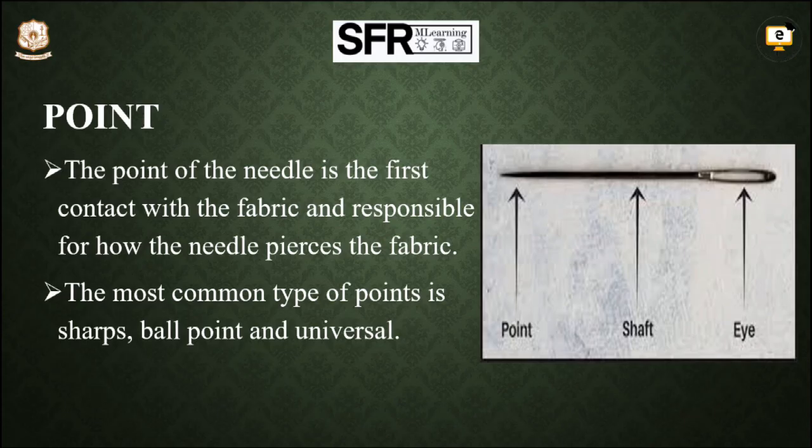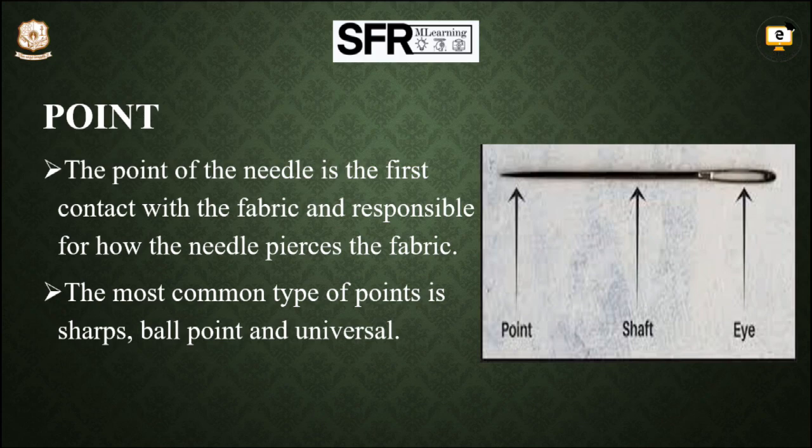The last one is the point. The point of the needle is the first contact with the fabric and is responsible for how the needle penetrates the fabric. The most common types of points are sharp, ball point and universal. Sharp needles are for all woven fabrics. The sharp point is especially helpful when sewing straight lines, such as top stitching.